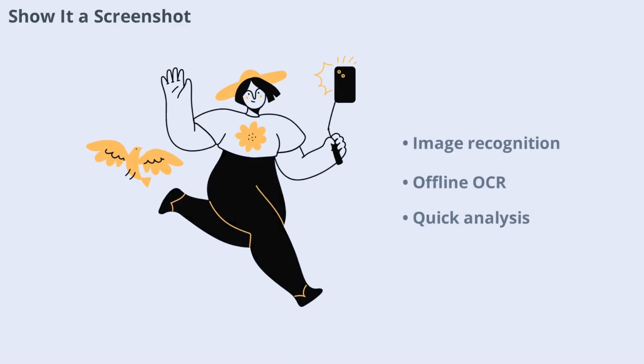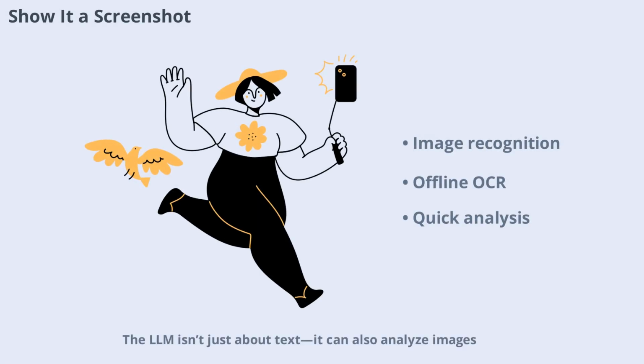The LLM isn't just about text, it can also analyze images. By pointing the image flag at a screenshot or photo, you can ask the model to describe what's in the picture. While it won't solve complex visual problems, it's surprisingly good at basic image recognition and offline OCR-style tasks. This opens up new possibilities for accessibility and quick image analysis, all without leaving your Mac.